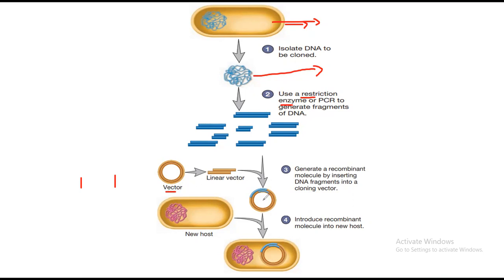Then we insert it into our new host. For example, this is the plant. So it starts from the firefly: we take the DNA from it, the gene of interest, and we inject it into the plant. After that, these plants produce such proteins. So now this is the plant that is producing light. This is a very simple method of recombinant DNA technology, and these are all involved in it.